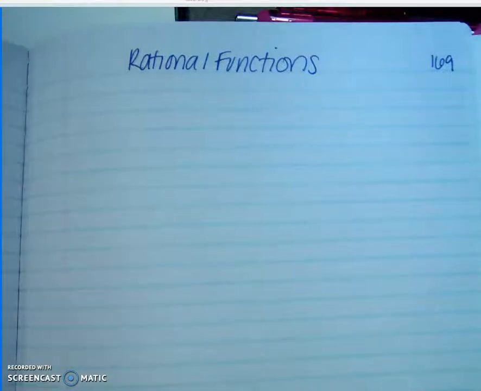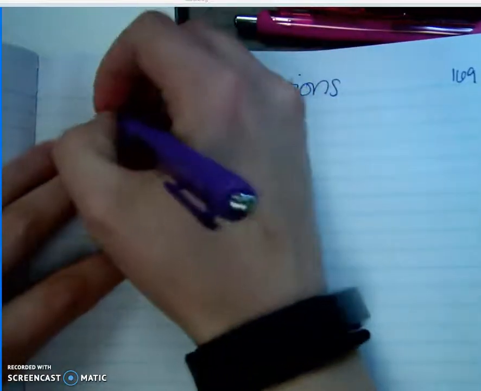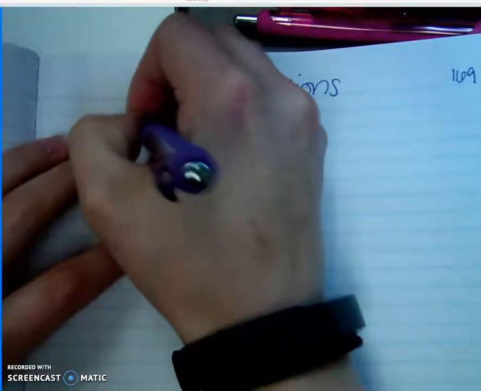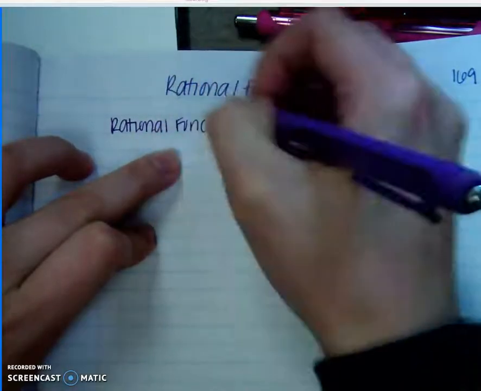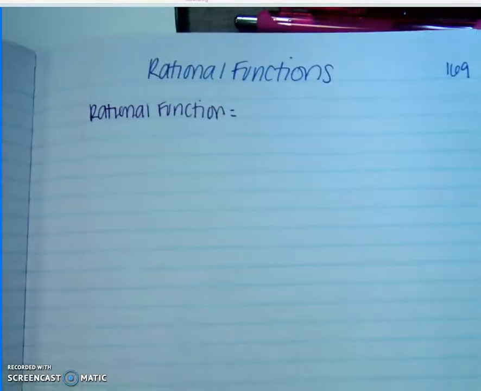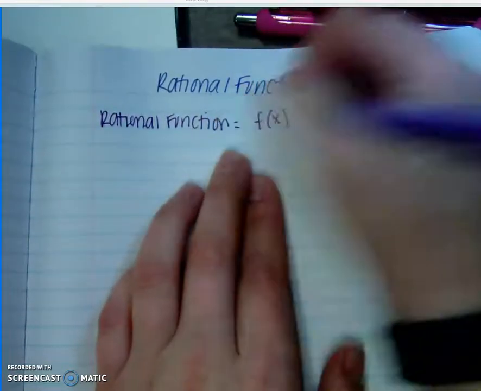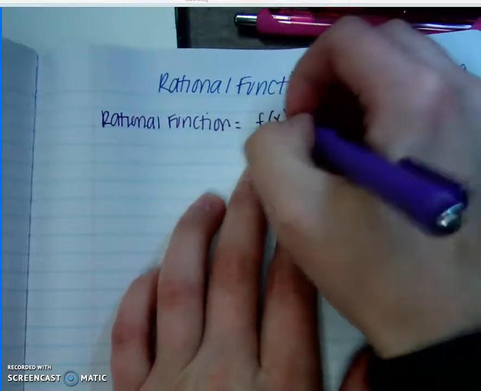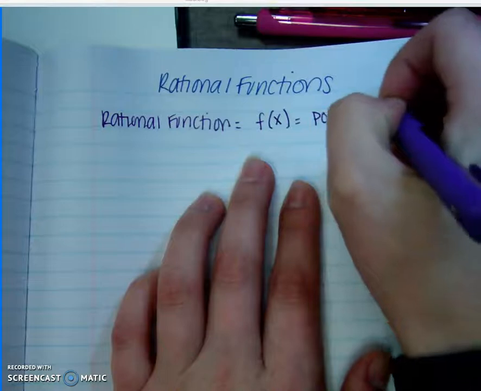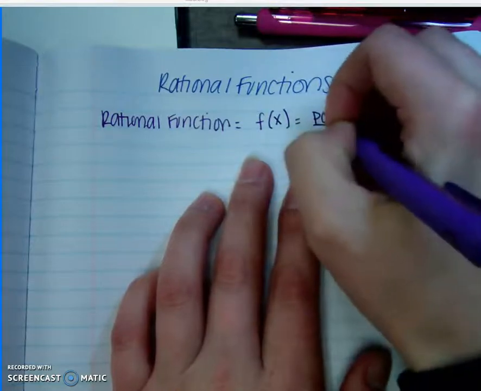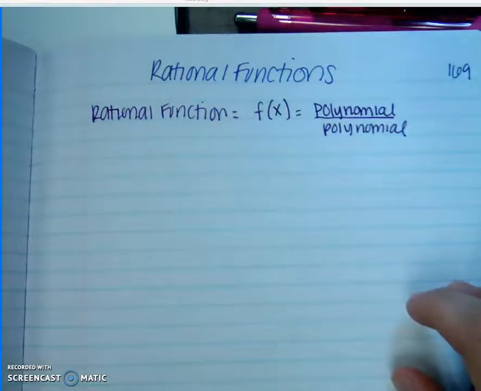Okay, guys, this lesson is on rational functions. A rational function is written as f of x, just like a regular function. That's how we say it, f of x. And it's going to be typically a polynomial over a polynomial. All right, that's how they're going to be written.